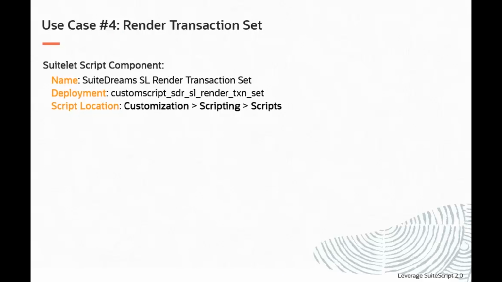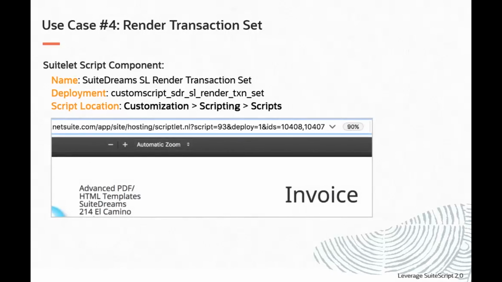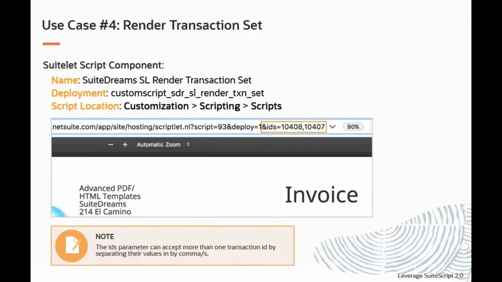Up next, for the fourth use case, this script uses the PDF set BFO tag that generates one single file that may contain one or more transactions inside of the file. It accepts the IDs parameter that can include one or more transaction IDs separated by commas. Going this route gives you a faster way of generating all of your desired transactions in one go.